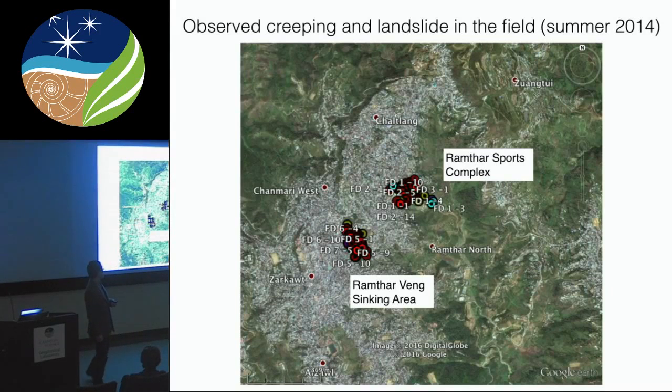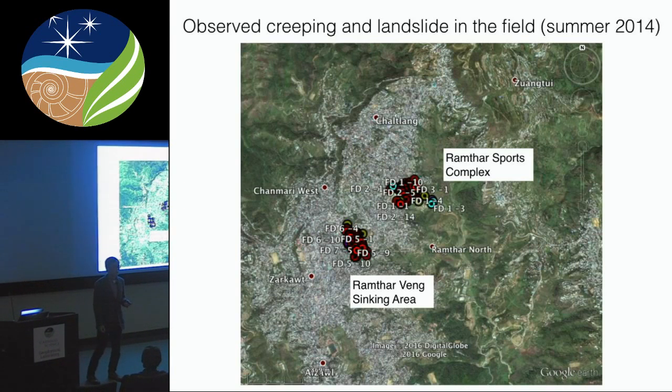They found there are two clusters. This is the town, and they found one cluster here. They call it the Rengthar Sports Complex on the east. And in the south, they see the Rengthar Van Sinking area. That's how they named the two areas. So they came back and showed me this data and asked for some suggestions.